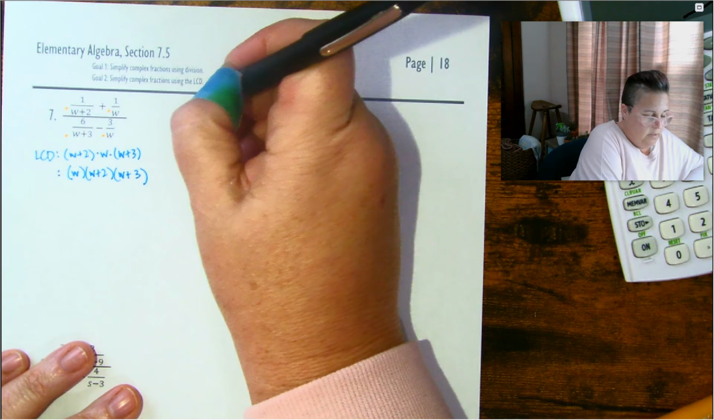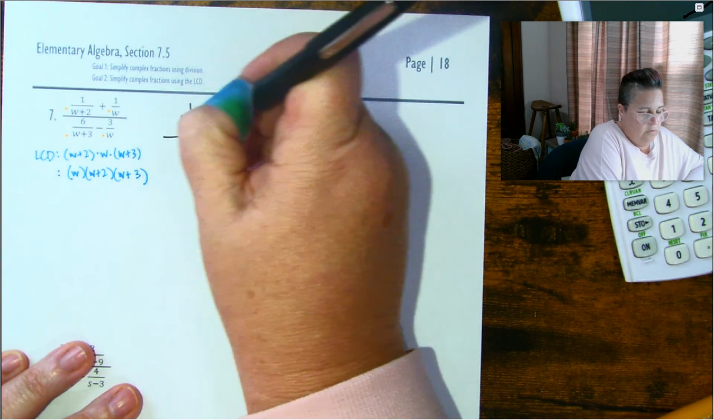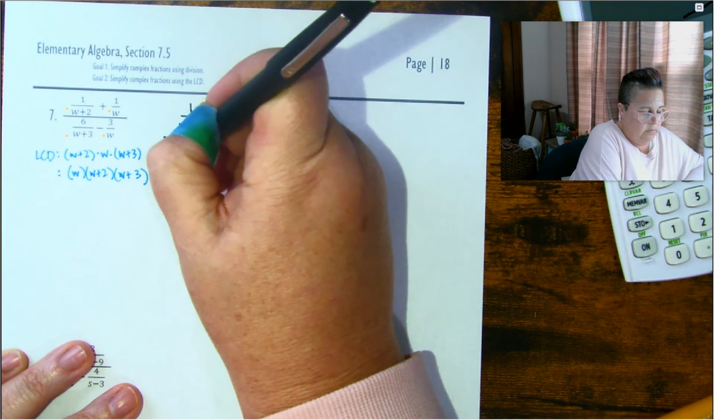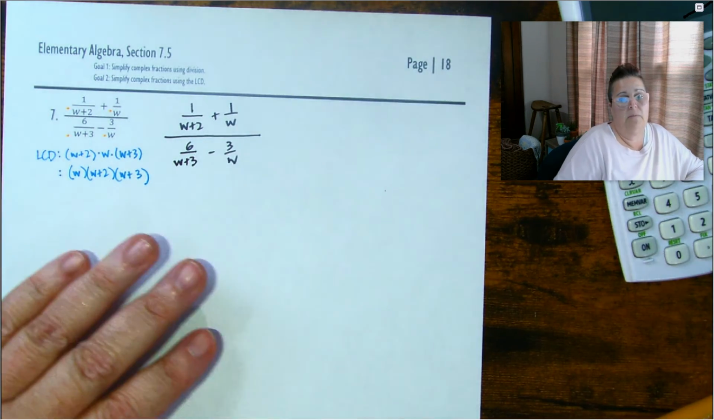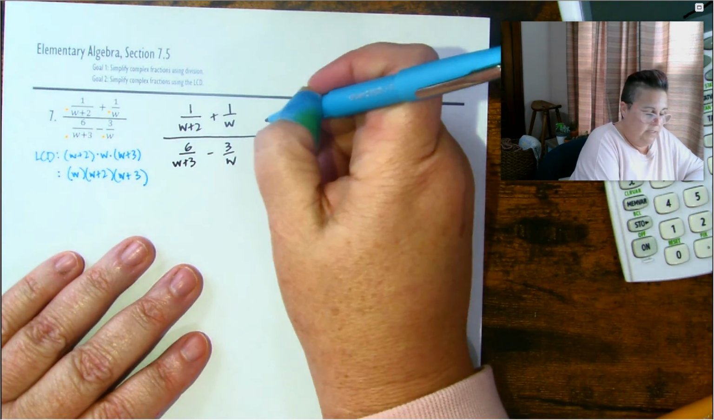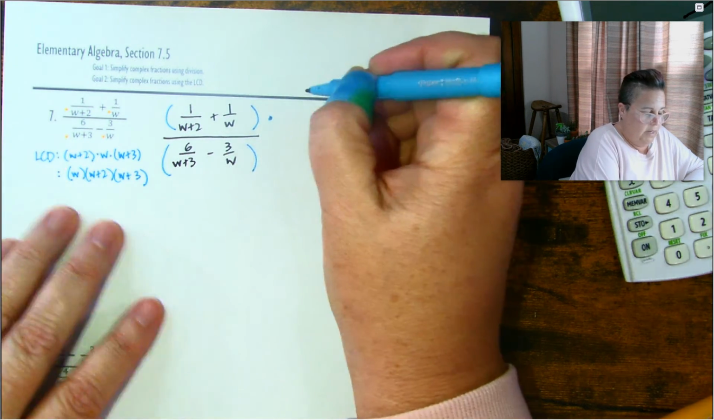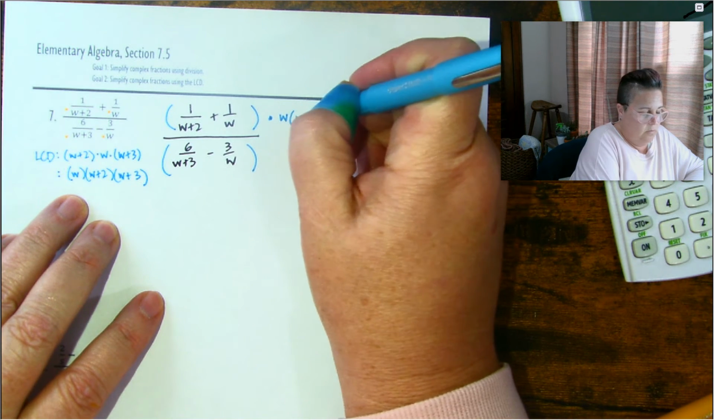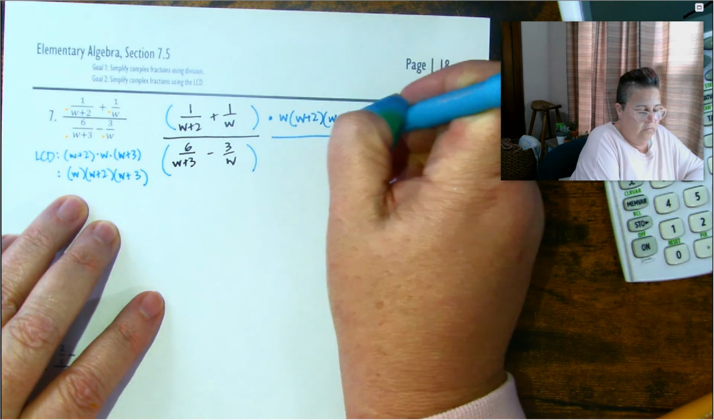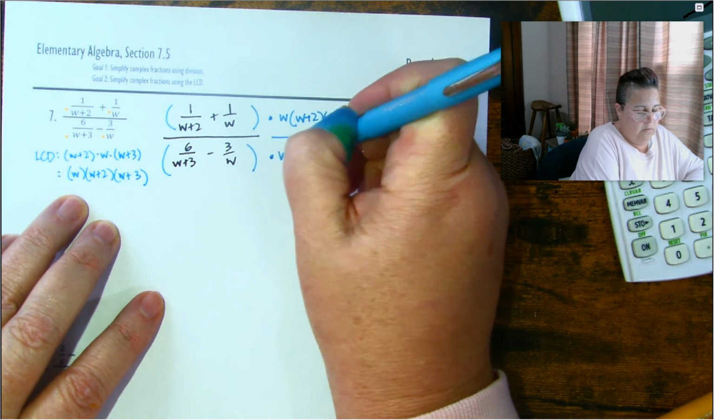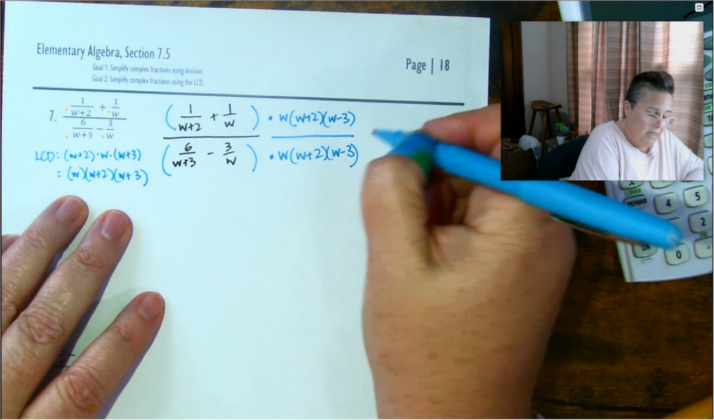So I'm going to have 1 over w plus 2 plus 1 over w, over 6 over w plus 3 minus 3 over w. I'm going to multiply both the top and the bottom by w, w plus 2, w plus 3, over w, w plus 2, w plus 3. Okay. Oops. Close that out. What's that going to equal?